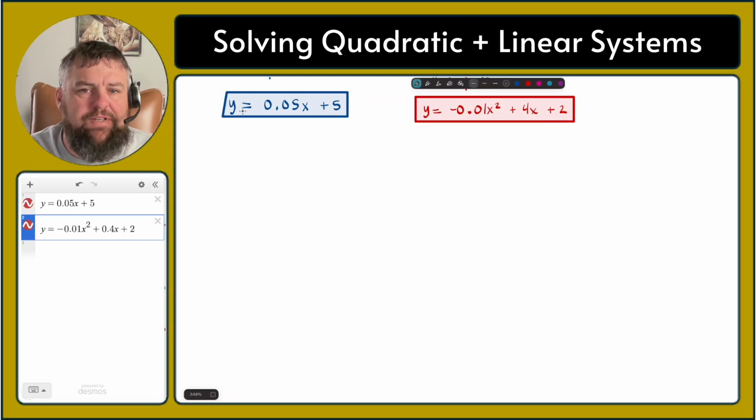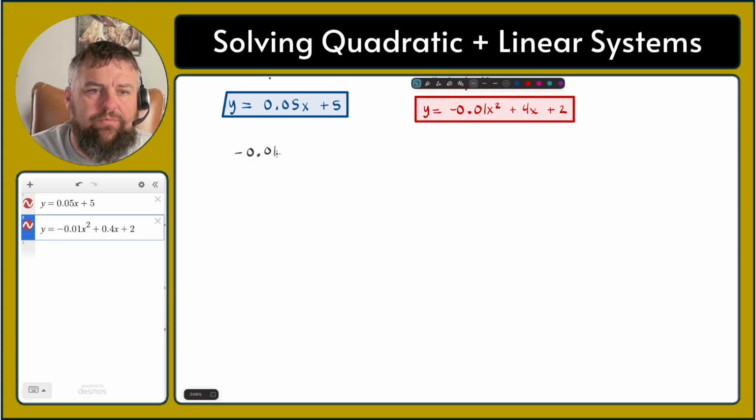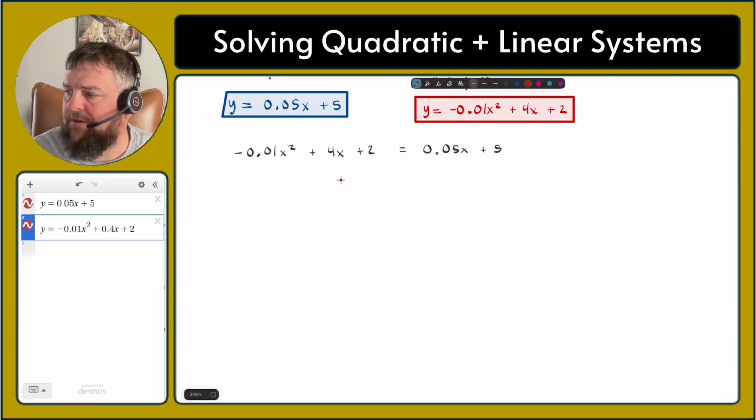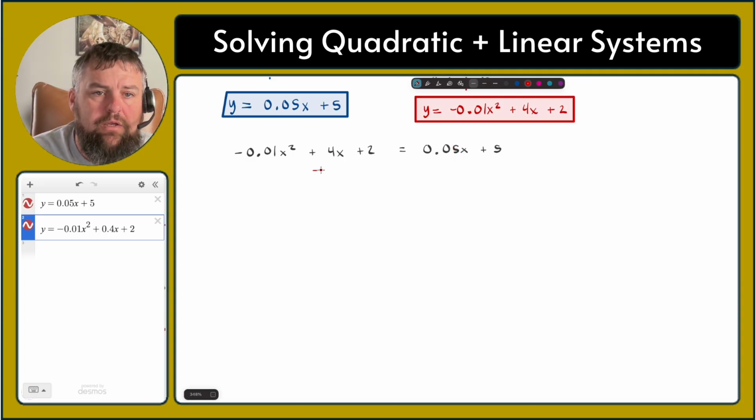Okay, so let's find the intersection. Let's set these functions equal to each other. So negative 0.01 x squared plus 4x plus 2, set it equal to the commercial airline, so 0.05 x plus 5. Okay, and what I'm going to do is subtract 0.05 from this guy here.